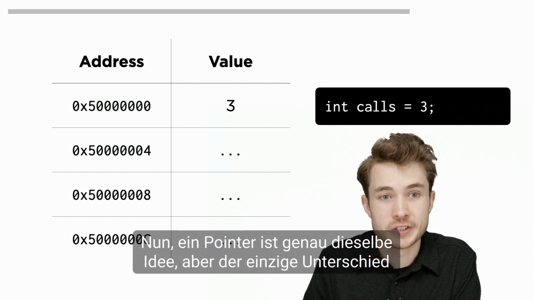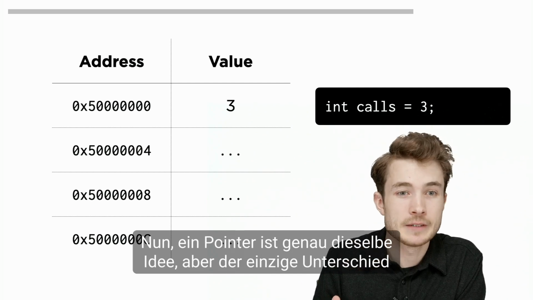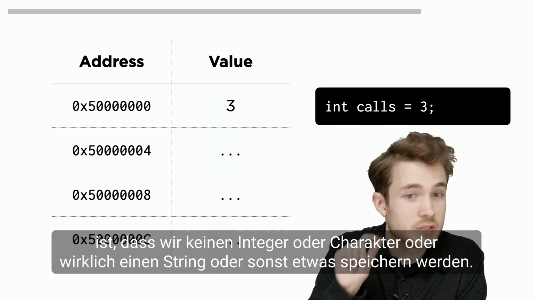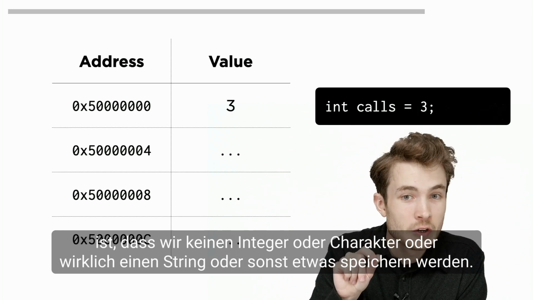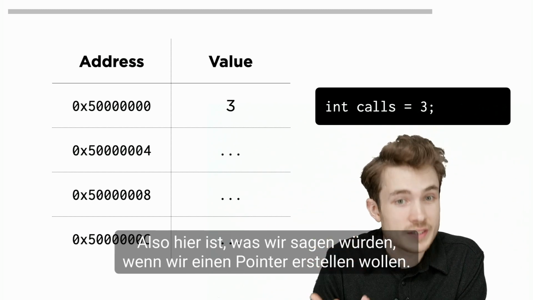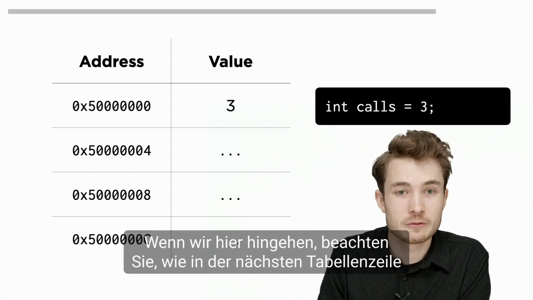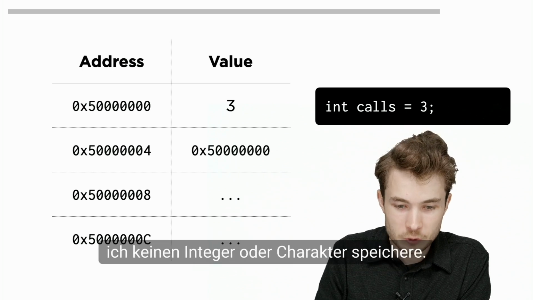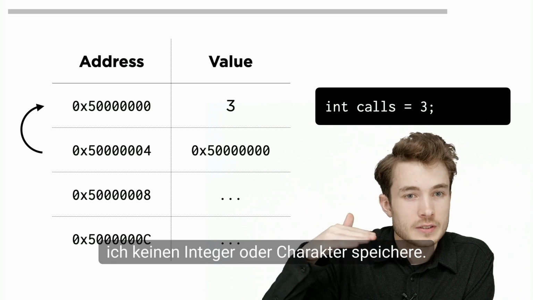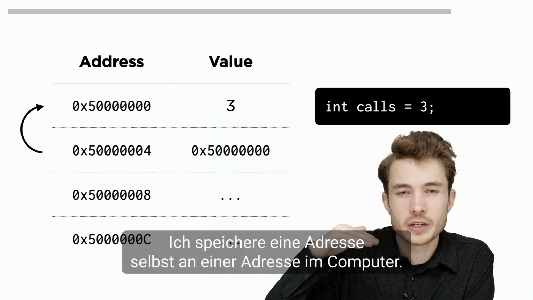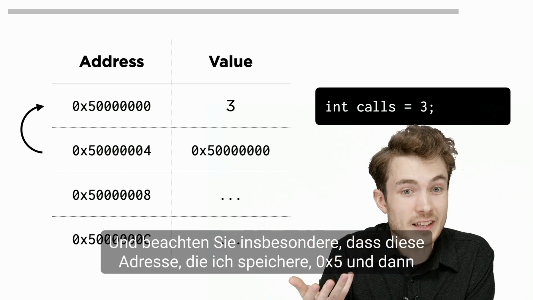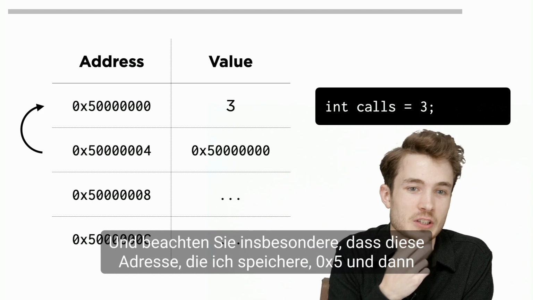Now, a pointer is this exact same idea, but the only difference is that we're not going to store an integer or a character or really a string or anything else. We're going to store instead an address itself. So here's what we would say if we're going to make a pointer. Notice how on the next table row, I'm not storing an integer or a character. I'm storing an address itself at some address inside the computer.